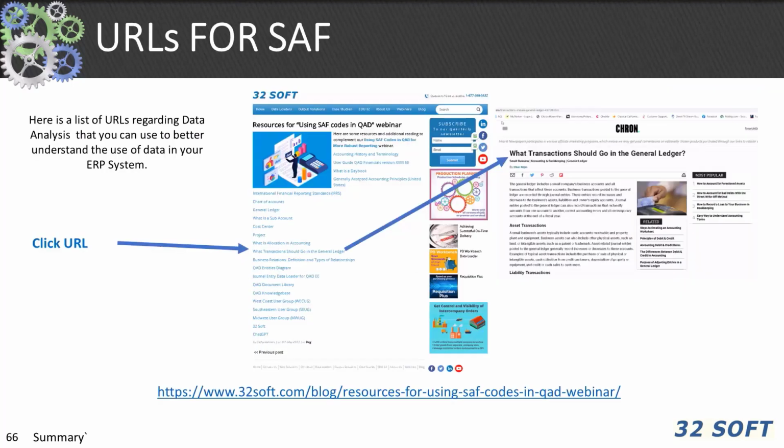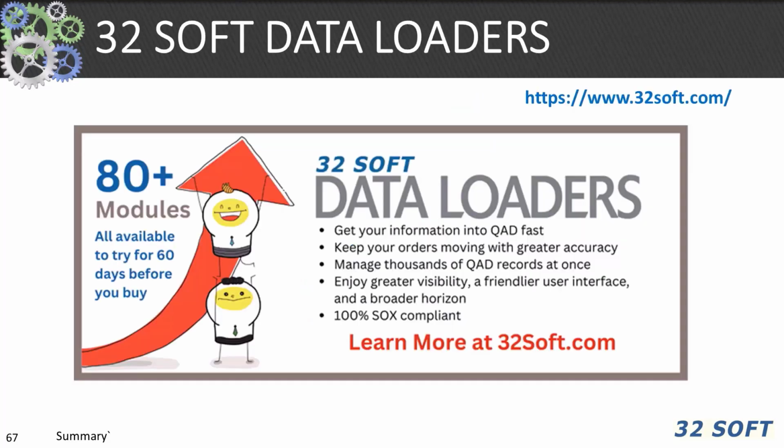As I mentioned before, here is a list of the URLs complete with clickables for all the slides, documents, records, and sites that were used for this presentation. Just click the URL link on the 32SOP website and you are brought to a list of the URLs for various subjects regarding data analysis that you can use to help you better understand the use of data in your ERP system. Just a word about 32SOP data loaders.